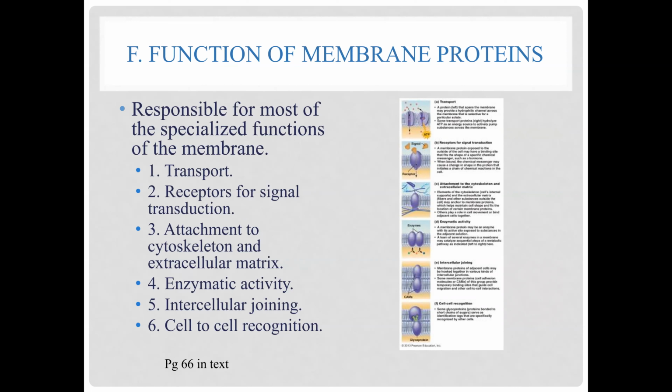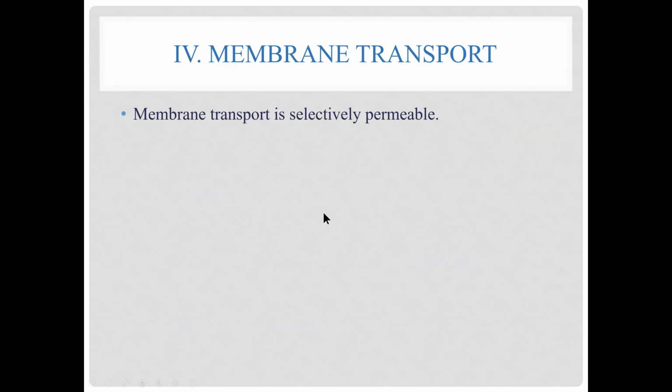Intercellular joining, or cell-to-cell recognition. So these are some of the functions of the membrane proteins. Membrane transport is selectively permeable. In other words, everything doesn't get in, okay? Now, oxygen goes right through. CO2 goes right through, okay? When oxygen is delivered, it goes right through the membrane into the cell, and CO2 goes right out of the cell. There are some other things like that, but otherwise the plasma membrane is selectively permeable to the material that it's going to admit or remove.